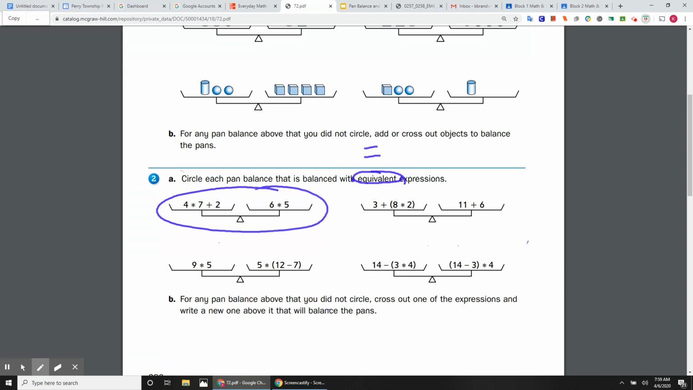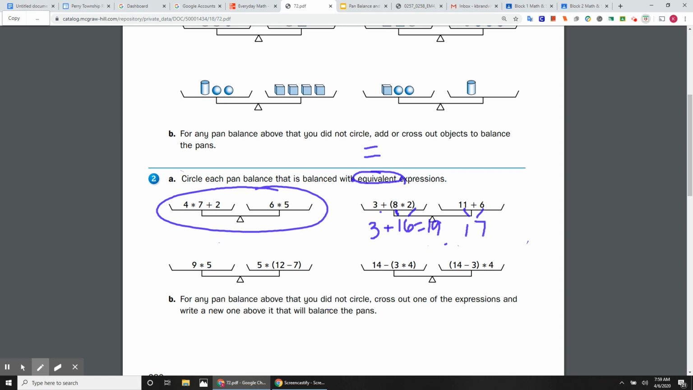Now, the next one on the right, we have 3 plus 8 times 2. We're trying to see if it's equal to the 11 plus 6. So the expression on the left, we're going to do the parentheses first. So 8 times 2 is 16. And then we will add 3 to that, and we will get 19. So the expression on the left equals 19, and the expression on the right equals 17. 11 plus 6 is 17.